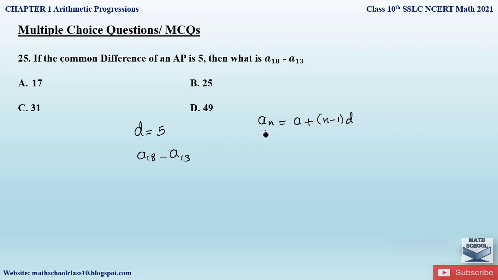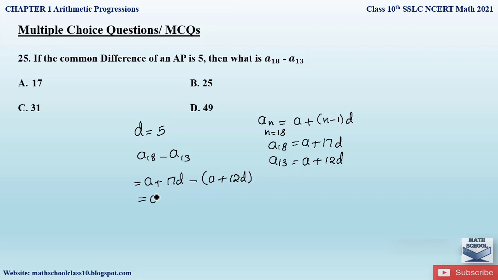Let us use the nth term formula again, which is given by A plus n minus 1 into D. So if we substitute n is equal to 18, we will get the 18th term here. So A18 is equal to A plus 18 minus 1 is 17D. Similarly, we can find out the 13th term. A13 is equal to A plus 13 minus 1 will be 12D. Now we have to subtract them. So what is A18 value? It is A plus 17D minus of A13, that is A plus 12D.